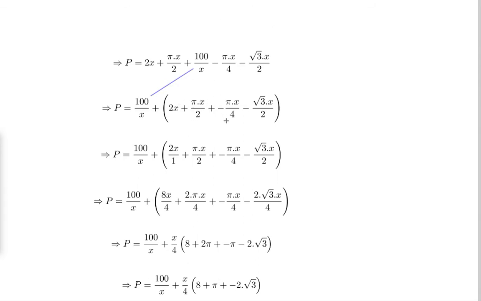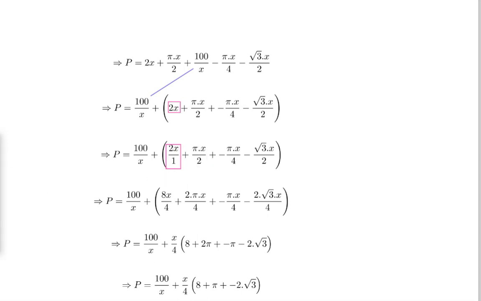Note that all of these are fractions, bar the 2x. So what I've decided to do, and this does not have to be done in this obvious manner, is instead of 2x, I'm going to do 2x over 1, just to consider them all as fractions. Then I'm going to make them all over 4, because this is the largest denominator here, the 4. So I'm going to make the pi x over 2 over 4.